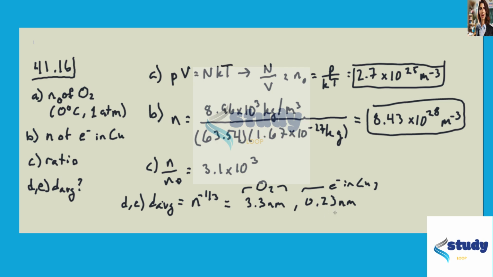So you can see the electrons in copper are packed together quite a little bit more closely than the oxygen molecules in air are, which are already pretty close together.